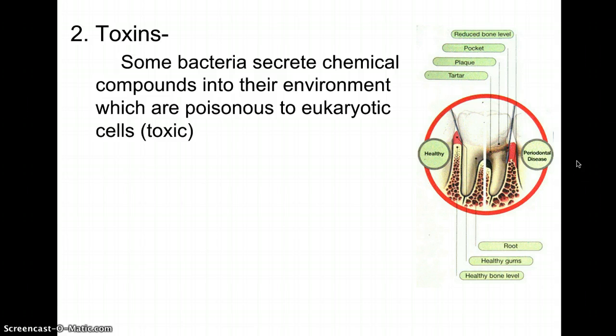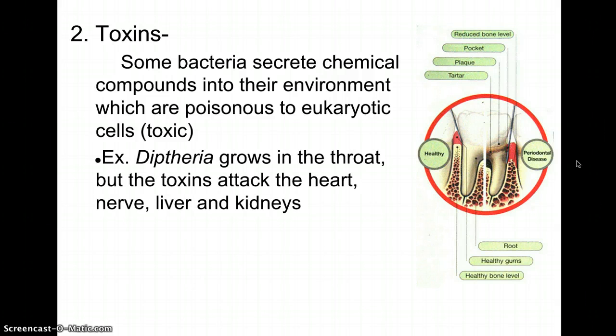The other way that bacteria can cause disease is through the toxins that some of them secrete. Some will secrete chemical compounds into their environment which are poisonous to eukaryotic cells, or to our cells. An example of this is diphtheria, which grows in our throat. But the real danger is that the toxins attack the heart, nerves, liver, and kidneys.